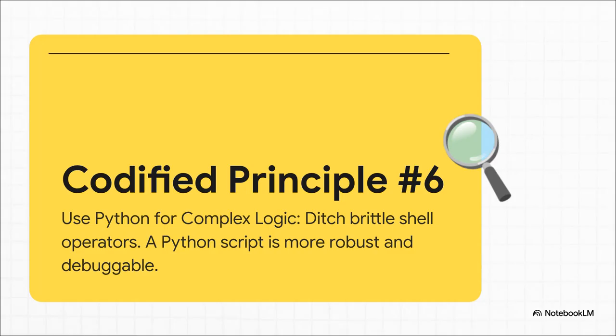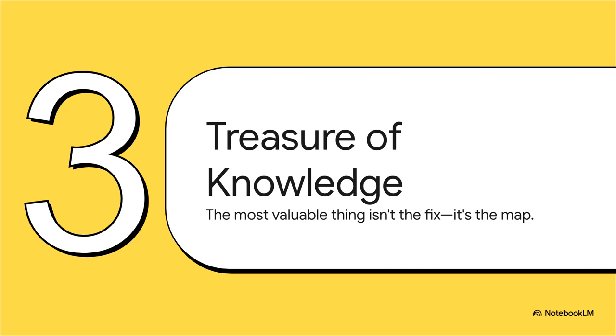And this brings us to our sixth principle, which is really about using the right tool for the job. As soon as your automation logic gets more complicated than do this, then do that, like say commit only if there are changes, it's time to drop the shell script. They're just too brittle for that kind of logic. A quick one-liner in Python is way more robust, it's easier to debug, and you know it's going to work the same everywhere. So we've made it through the labyrinth.